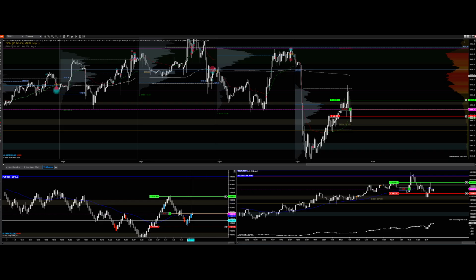I have 2 signals on my Renko chart. It's valid enough for me to take it to the next high.